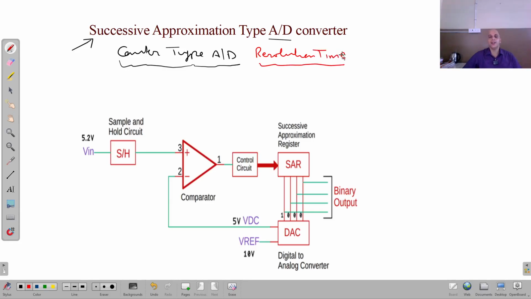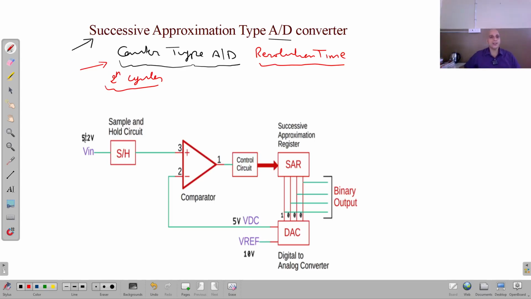I explained in that lecture that in the worst case, this counter type A to D converter can take 2 raised to power n clock cycles for the conversion. Here n is the number of bits used for representing the corresponding digital signal, I mean the output digital signal. So if I am using 4 bits, then in the worst case it can need 16 cycles for the conversion of a given analog signal, and it was a major drawback, right?